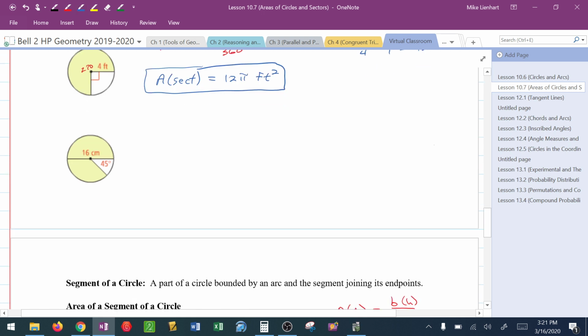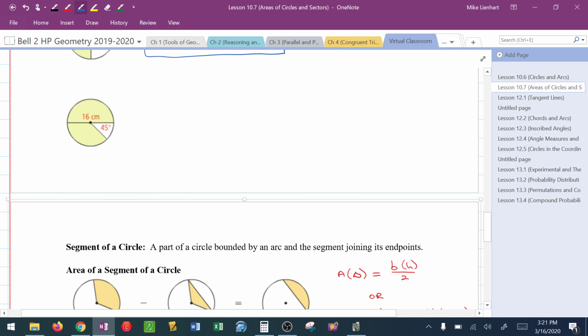All right. And one more here. I see a couple of things. Diameter is 16. I want to make sure I'm using the radius. This angle right here is 45. Therefore, the other angle would be 360 minus 45, or that'll be 315 degrees. All right, so the area of the sector would be 315 out of 360 times pi times the radius 8 squared. All right, simplify. If you're doing it by hand, simplify the fraction.